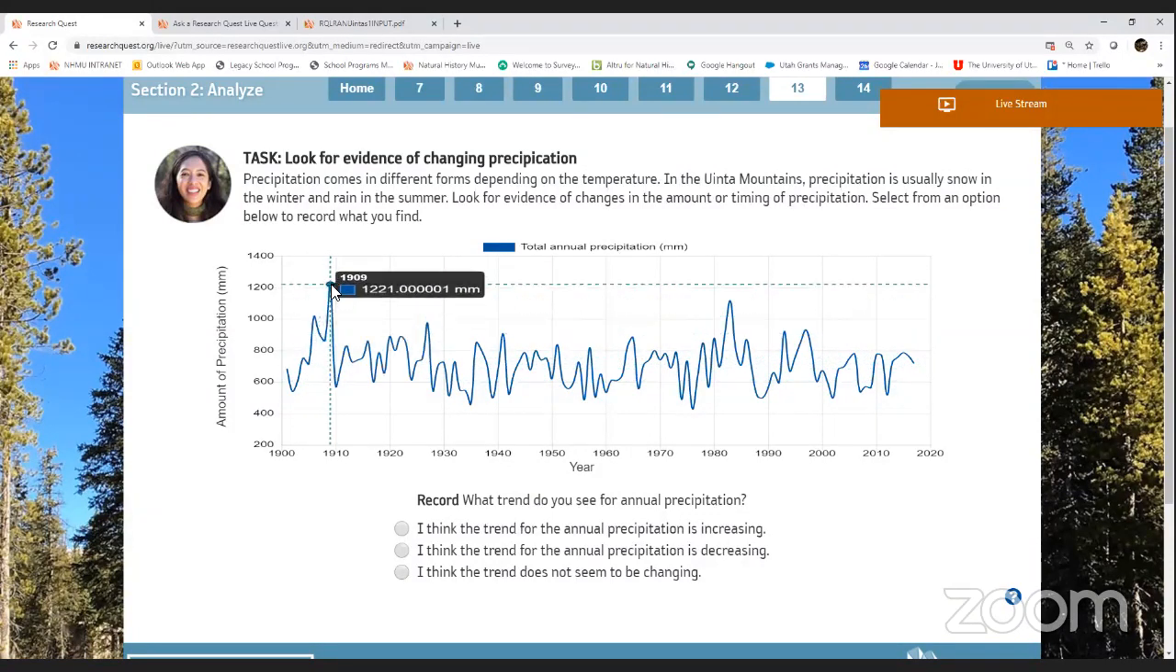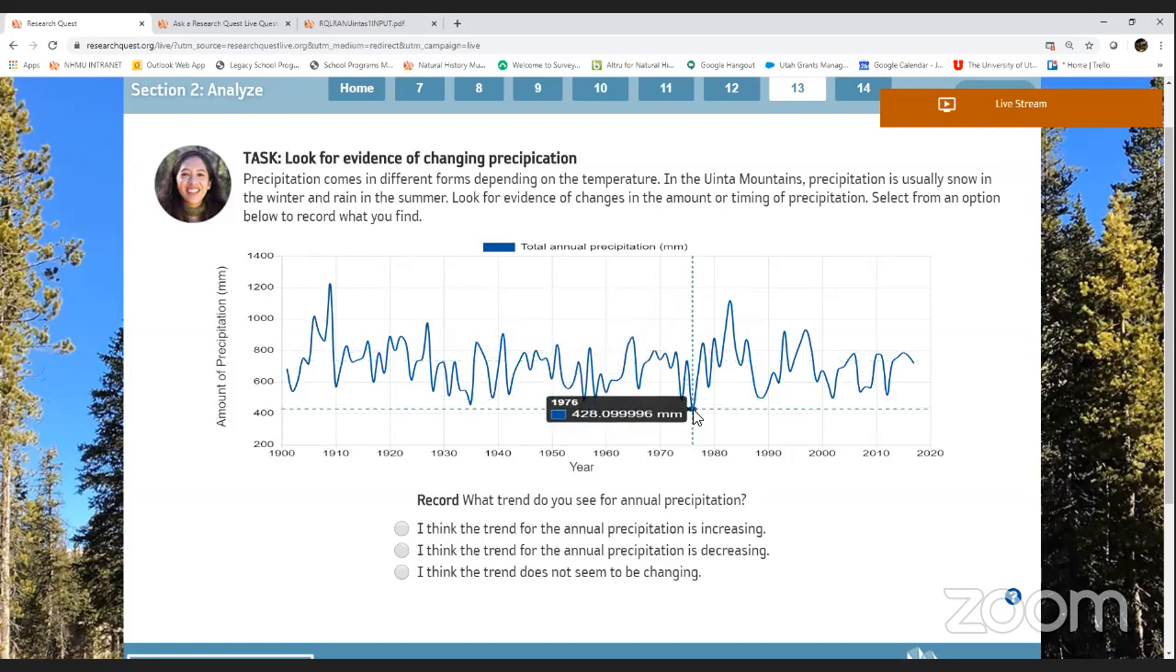So for example, if I put my mouse here on this peak, this is telling me that around 1909, yep, 1909, we saw a significant increase. And it looks like it was actually the highest point in the past 100 years. Now I can look at how often we got close to that point, or this is one of the lowest. So we had very, very little precipitation this year, in 1976. And I can look to see how often we reach that point in the past 100 years.